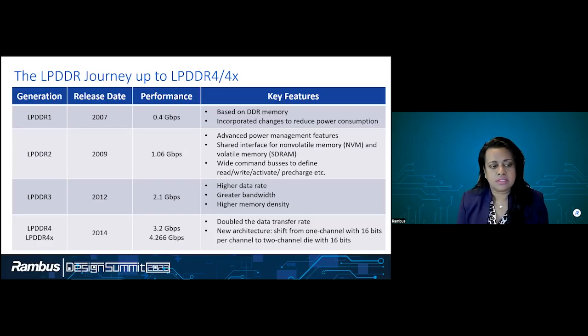Now in 2014, LPDDR4X came into the marketplace, providing performance up to 4.266 gigabits per second. And so obviously this doubled the data transfer rate. And one of the new architecture shifts in this technology was it went from one channel with 16 bits per die to two-channel die with 16 bits each for a total of 32 bits. So that is just a little bit of recap of our LPDDR journey up to LPDDR4X.